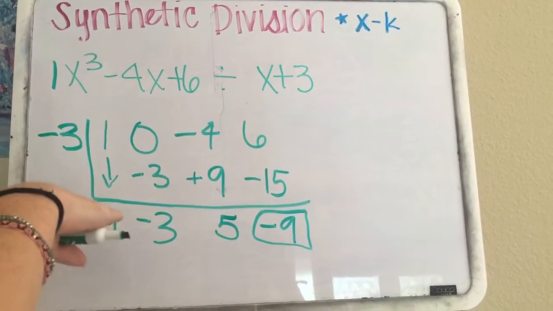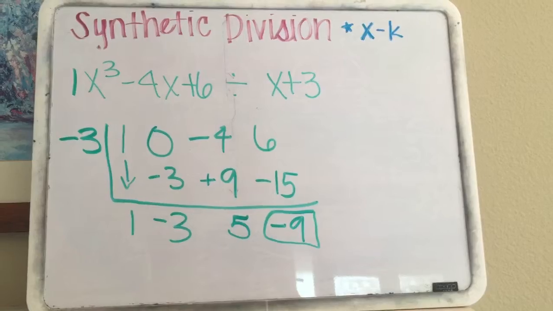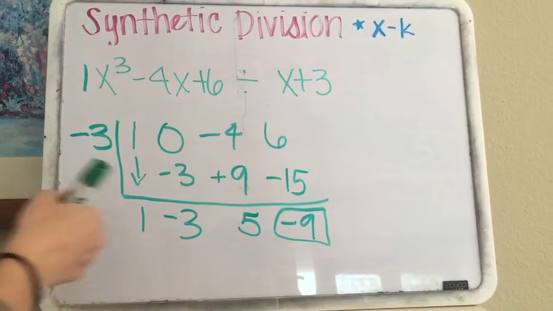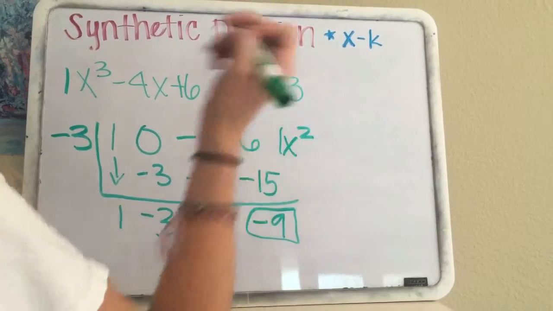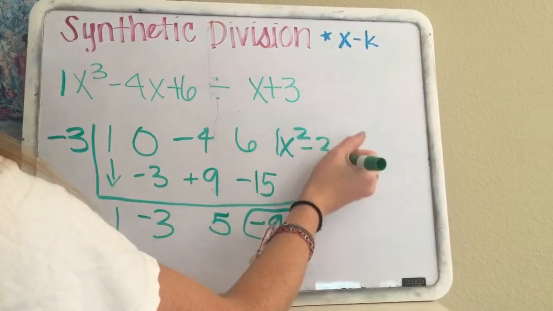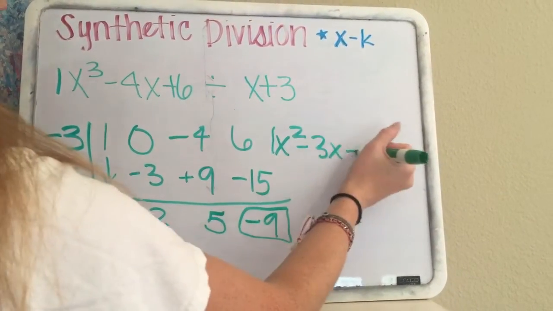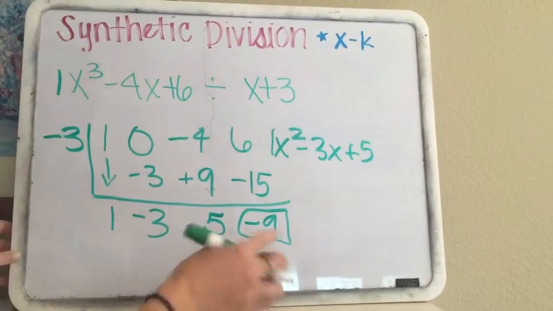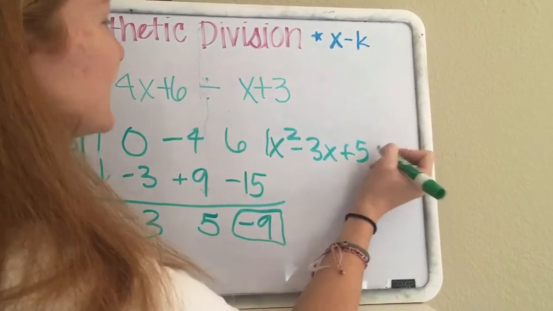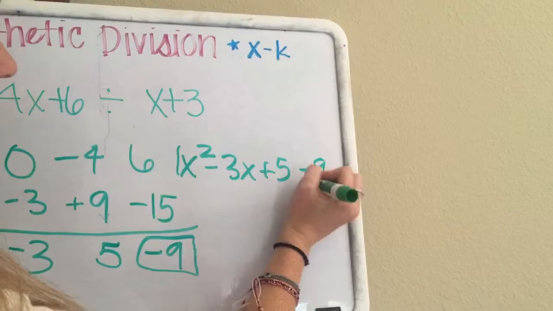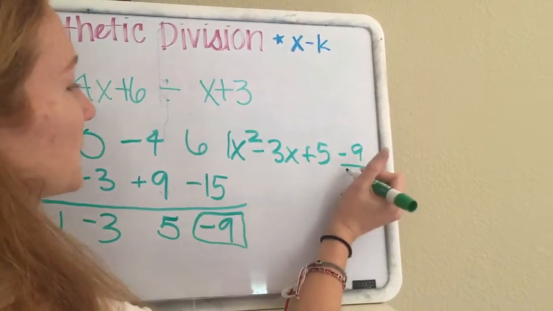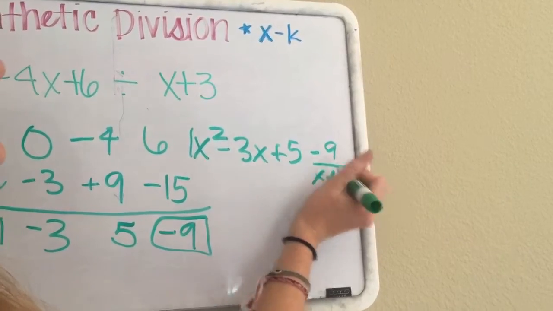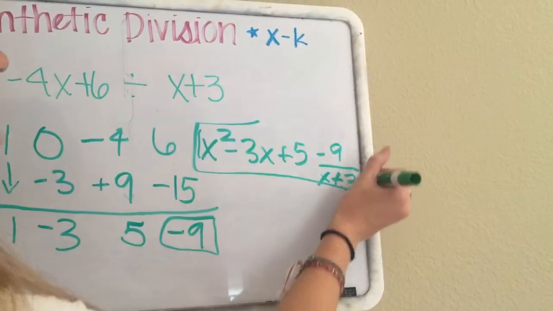And these are our leading coefficients for the quotient. So our final answer would be 1x squared minus 3x plus 5. And we can't forget about our remainder. So it's negative 9. And then you put it over the divisor here, and it'd be x plus 3. There we go. That's our answer.